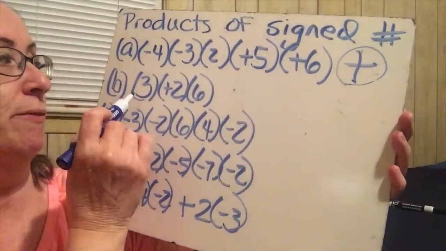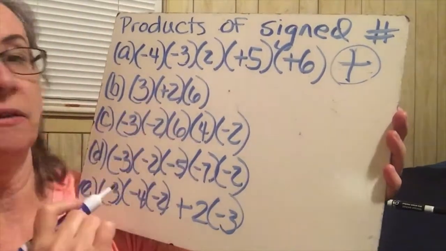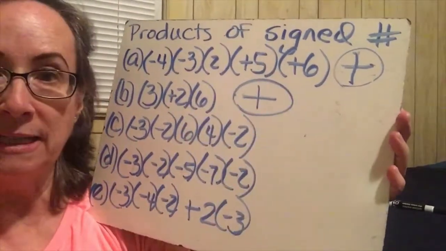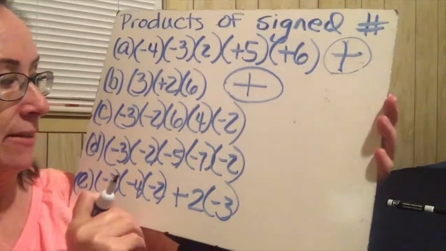Okay, so here we've got positive, positive, positive. And they're all multiplied together, so our final result will be positive. We didn't have any negative signs in there at all.